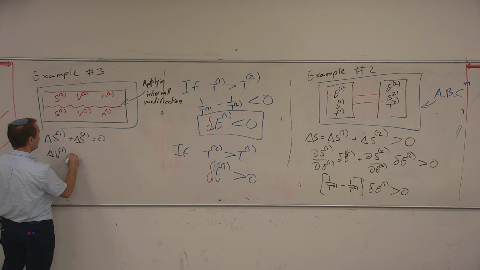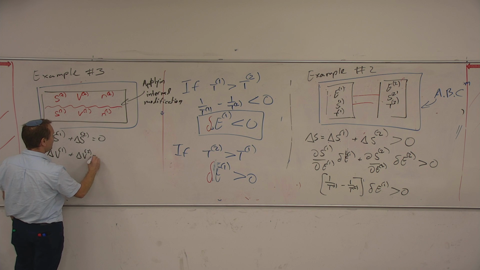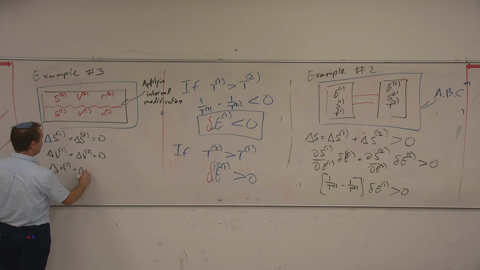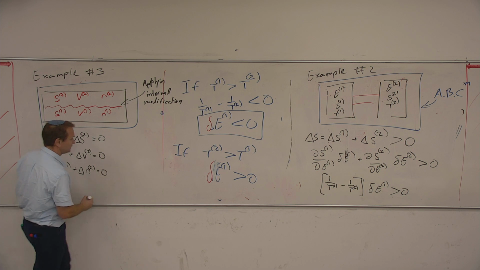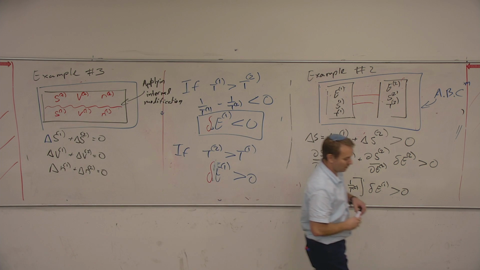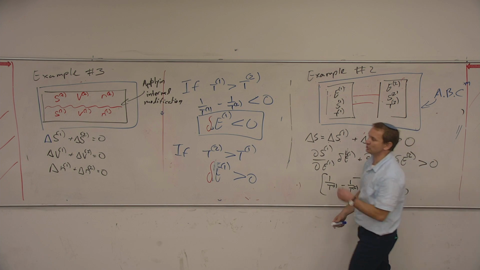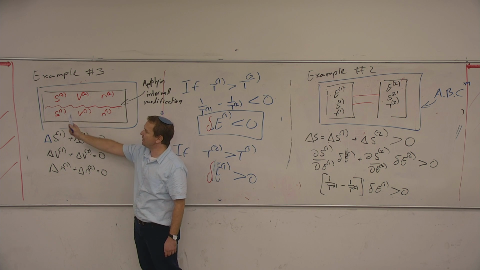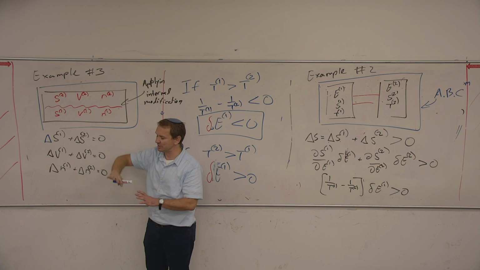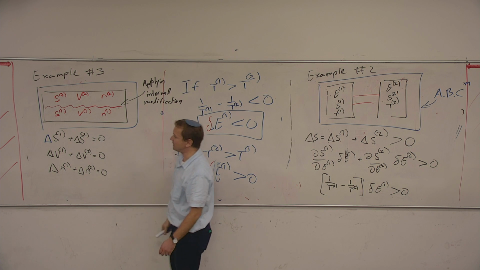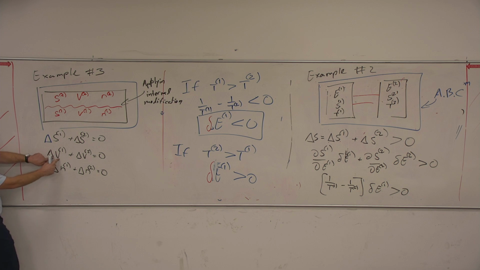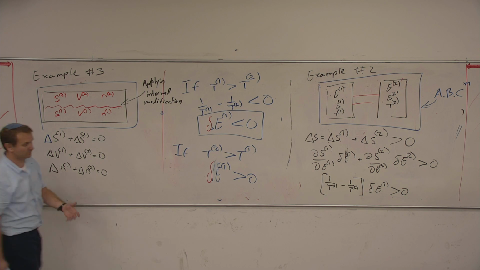Delta V1 plus delta V2 equals 0, and delta N1 plus delta N2 equals 0, with the modification. So they were in equilibrium, with S1, V1, N1, S2, V2, N2. This is an equilibrium state. I applied an internal constraint, and there are some modifications in the entropies, in the volumes, and in the number of particles, or number of moles.